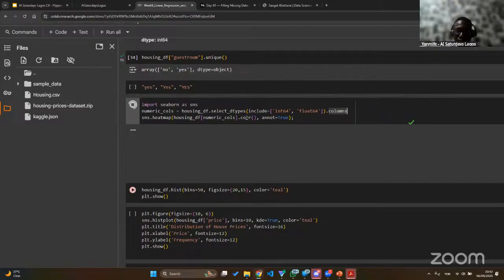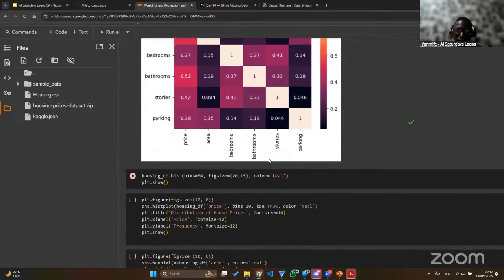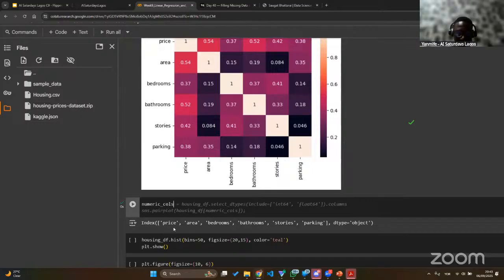So I am selecting the numerical columns. I'm telling it to select all the columns, and I'm saving them as a variable. Before I confuse anybody, let me print the numeric columns here. So see the numeric columns.